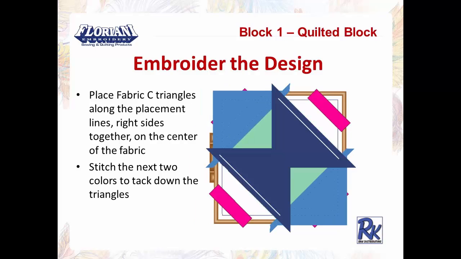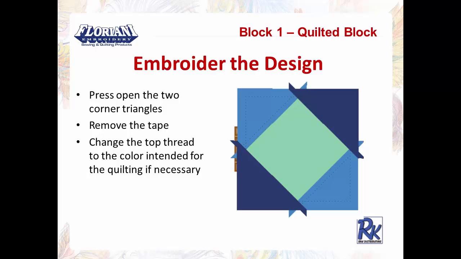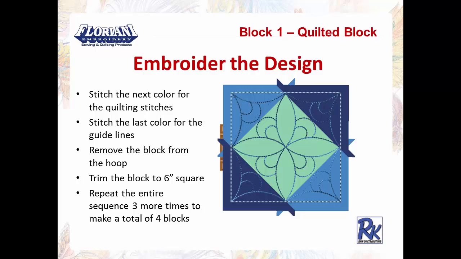Next, you want to place your fabric C triangles along the other placement lines, right sides together, on the center of the fabric. And then go ahead and stitch the next two colors to tack these triangles down. Next, you want to press open these two triangles, remove the embroidery perfection tape, and now's the time you want to change the top thread to the color intended for your quilting stitches if it's necessary. Next, you want to stitch out the next color for the quilting stitches, and then lastly you want to stitch out the last color for the guidelines.